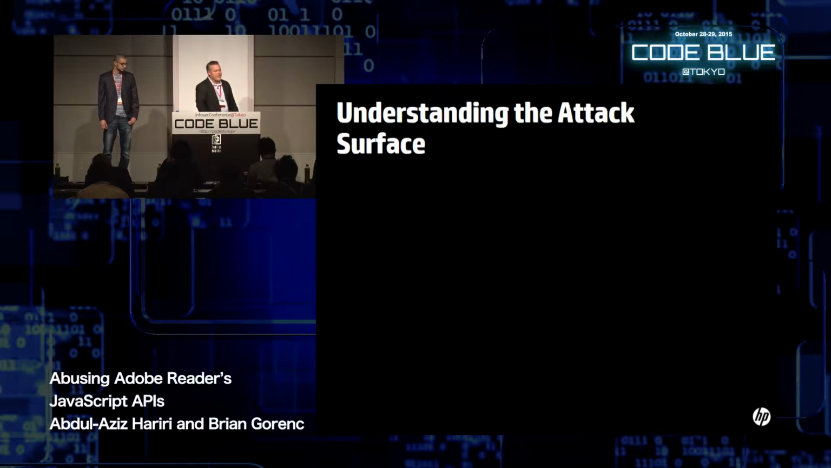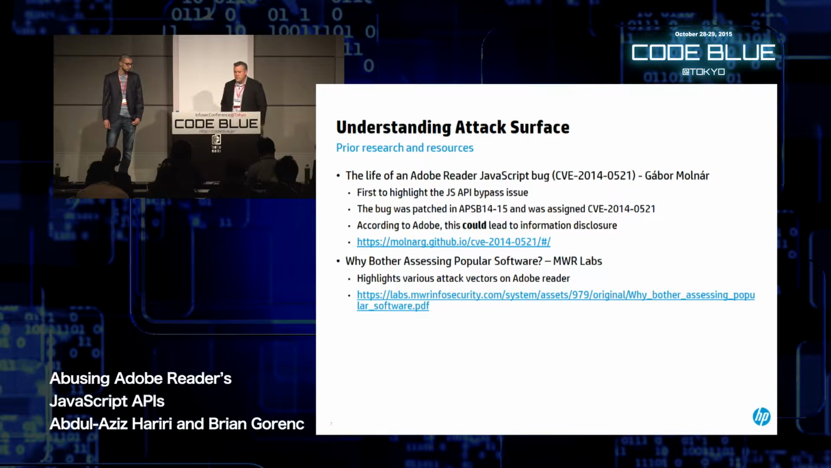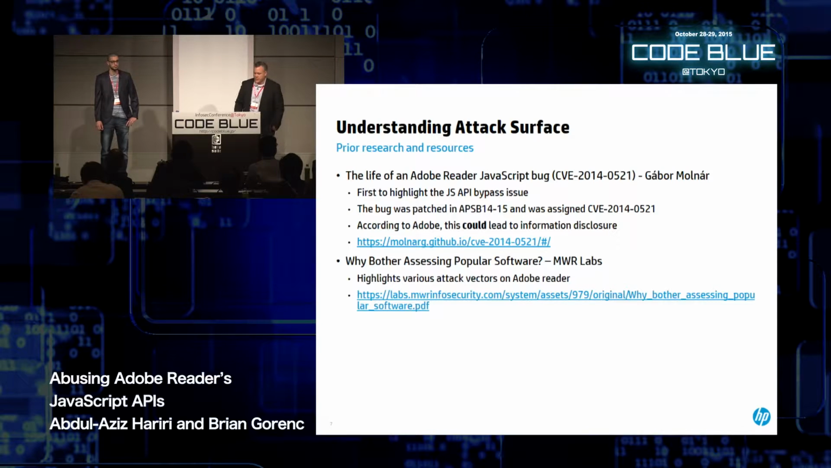So we're going to be talking about the attack surface and the vulnerabilities that exist within it. But before we get started, we need to understand the prior research that has occurred in this area. First, we'll cover research done by a researcher with the last name Molnar, and he was really the first researcher to highlight the JavaScript API bypass issue. He did a presentation, discovered a bug and got it fixed in 2014. According to Adobe, this vulnerability could lead to information disclosure.